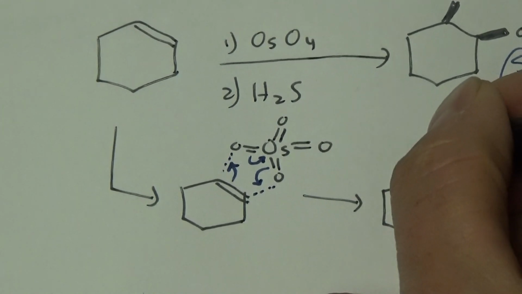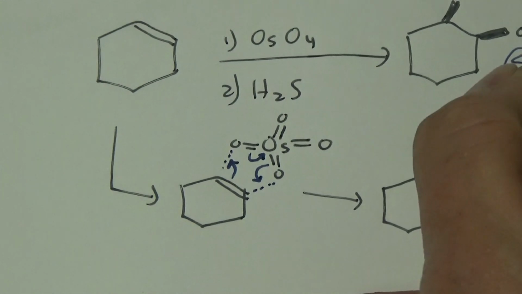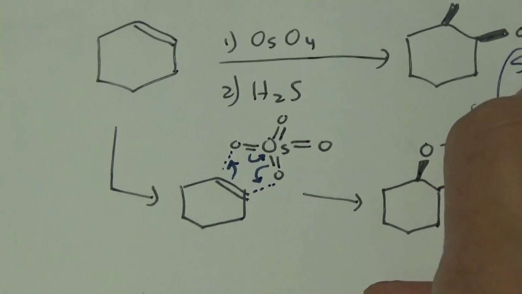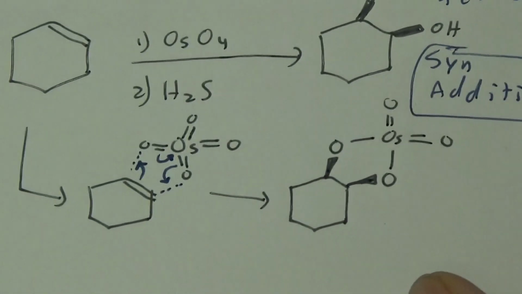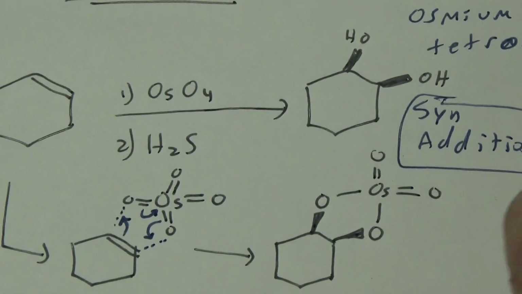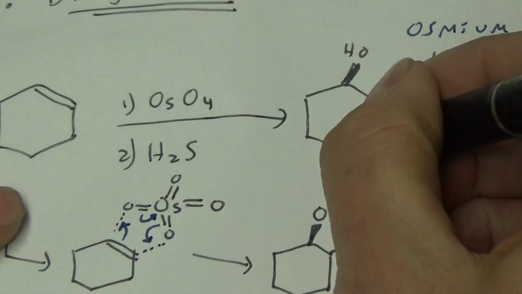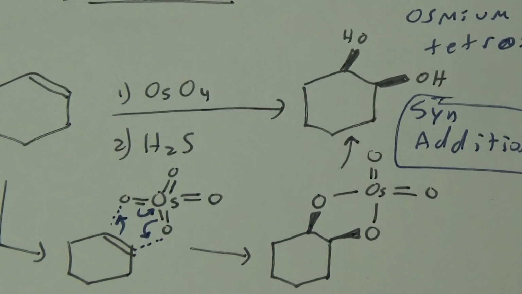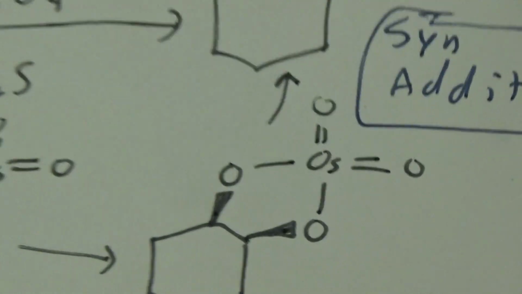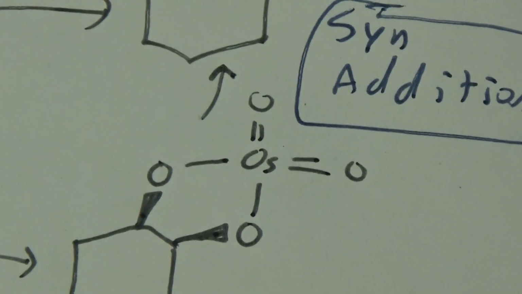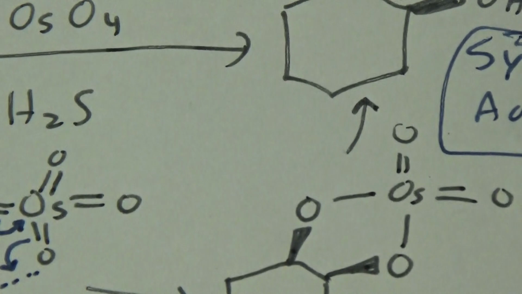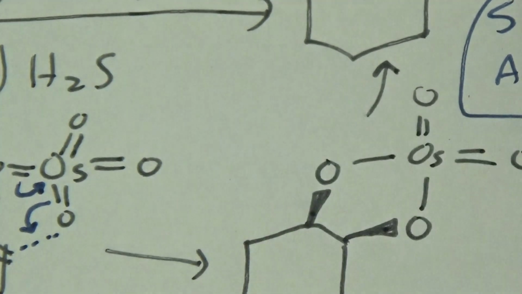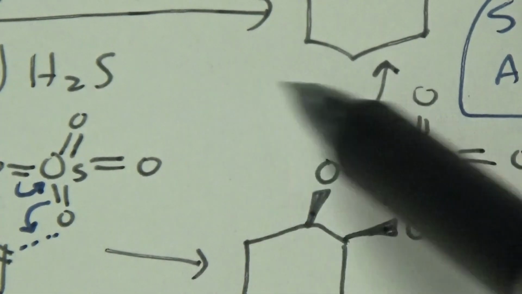That does give you the syn addition. Osmium, and so the stereochemistry is all set up. The last step I abbreviate, and I'll just tell you the basic gist of it. The sulfur reagent you got, H2S. Well, sulfur loves osmium. Sulfur has an affinity for osmium.